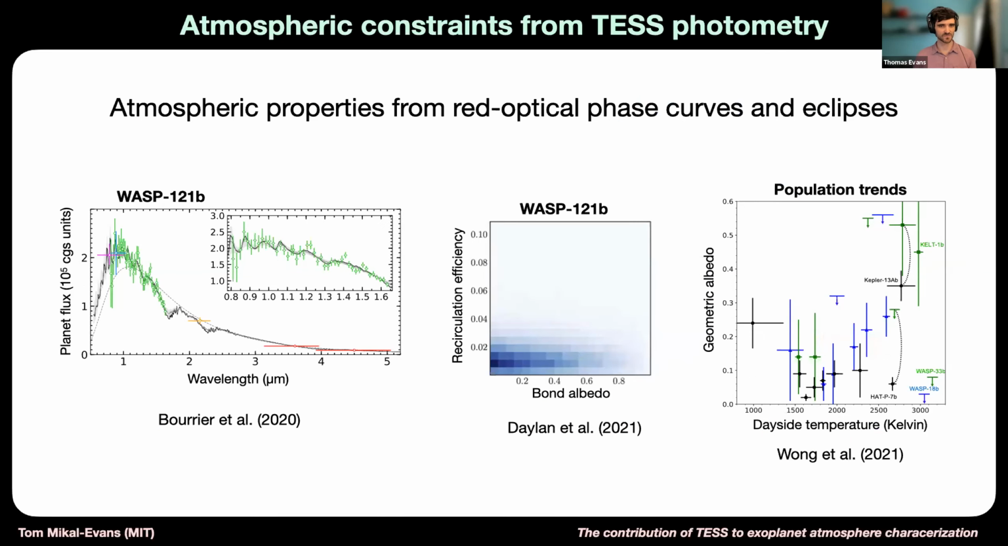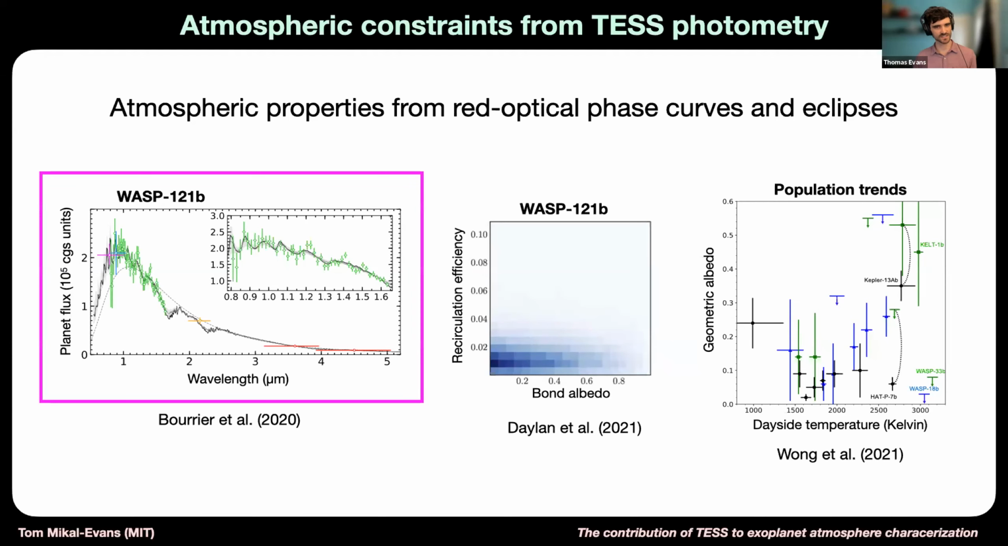Very briefly, here are some examples of the kind of constraints that can be placed on atmospheric properties by measuring hot Jupiter phase curves with TESS. First, this is the emission spectrum of WASP-121 from Bourrier et al., with the TESS point shown in pink, strengthening the evidence for enhanced emission at shorter wavelengths compared to the best fit blackbody shown by the dashed line. While the source of this optical emission remains unknown, possibilities include negative hydrogen ions and vanadium oxide.